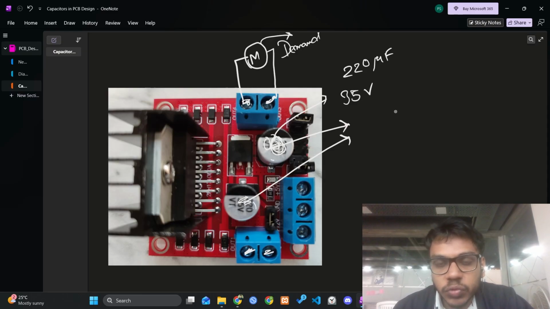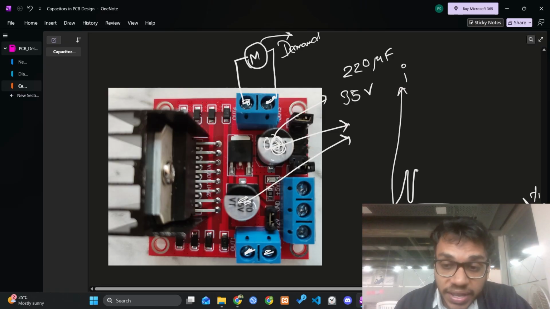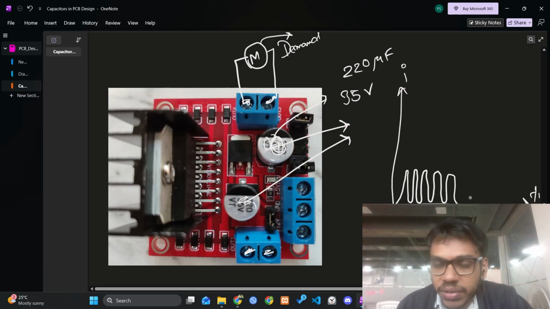To graphically understand this, let's consider time here and current here. For the IC, the current graph will look something like this. It will require some current, suddenly it will drop. It will require some current again, suddenly it will drop. It will require some current, suddenly it will drop, and it will go on something like this.